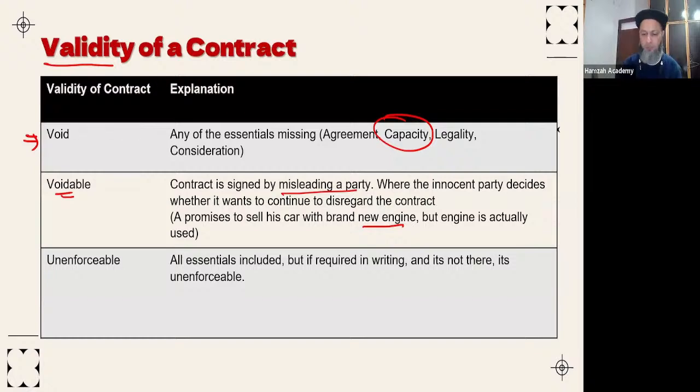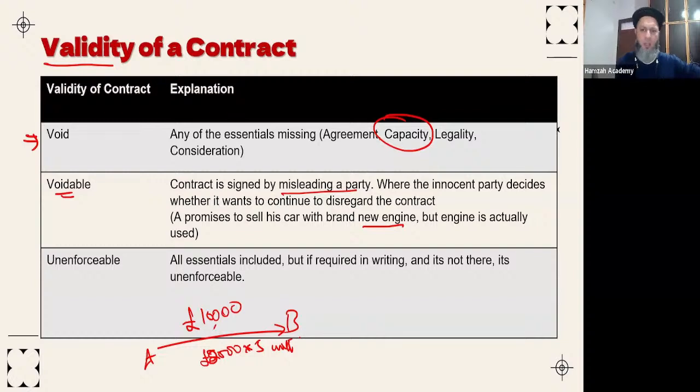For example, Mr. A and Mr. B agreed to sell a car for 10,000 pounds, and Mr. B said that I will give you 2,000 pounds a month. So this is for 5 months. Mr. A says that the car engine is brand new.